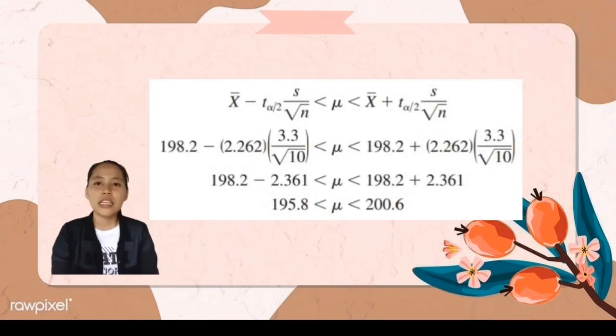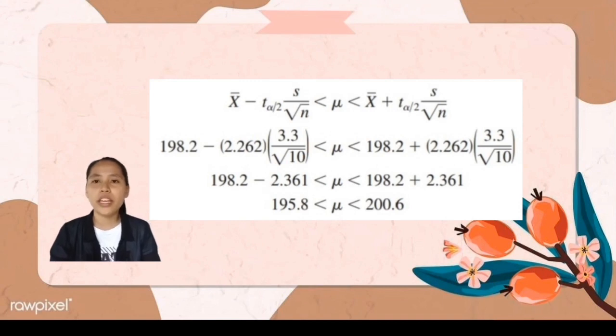Thus, the null hypothesis is not rejected. There is not enough evidence to reject the claim that the weight of the adult hogs is 200 pounds. The 95% confidence interval of the mean is: sample mean minus t alpha over 2 times s over square root of n is less than mu, and mu is less than sample mean plus t alpha over 2 times s over square root of n.